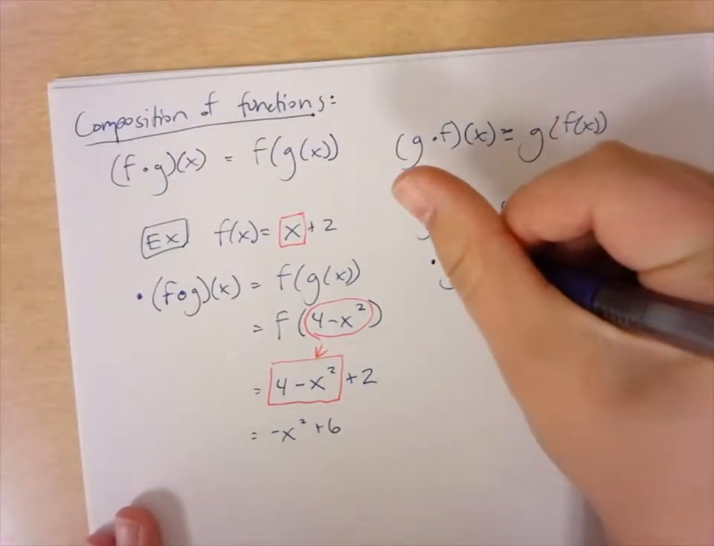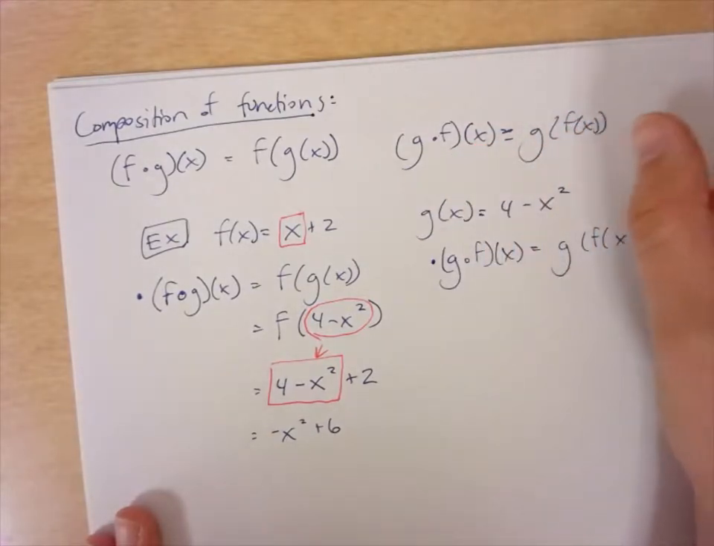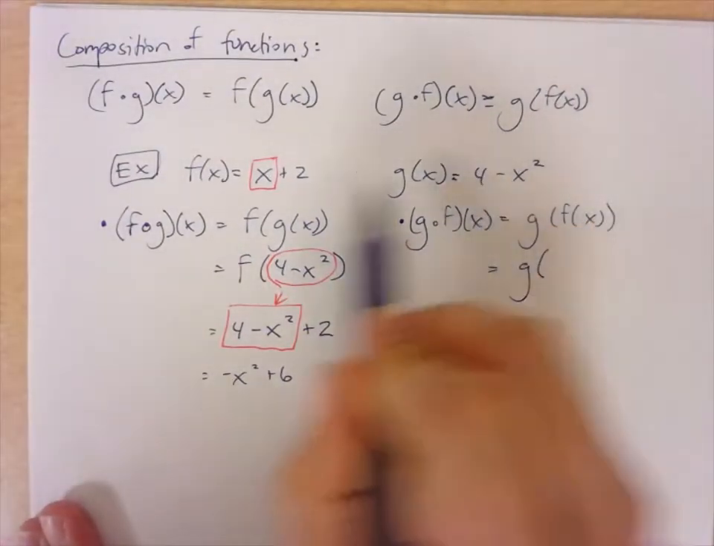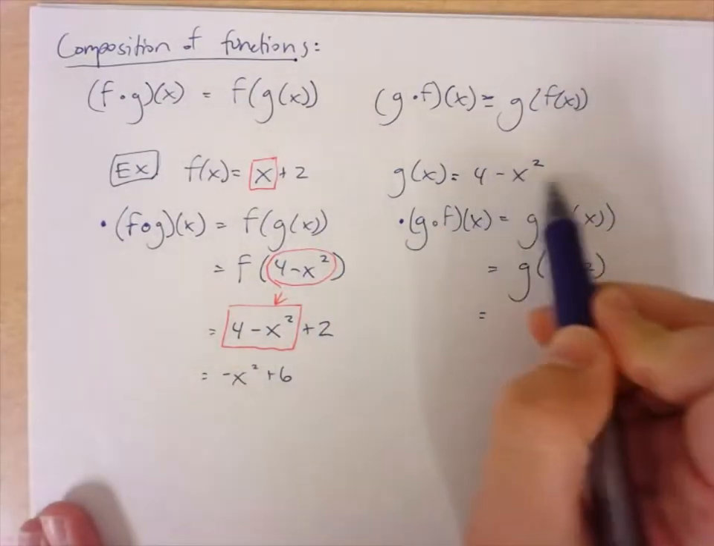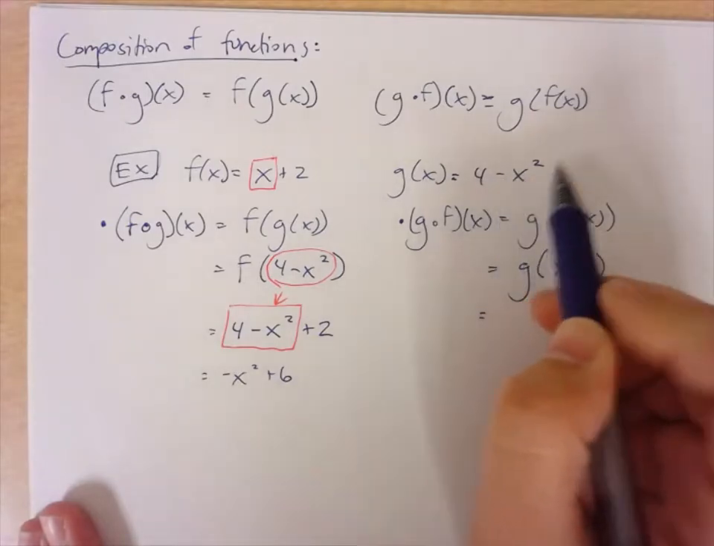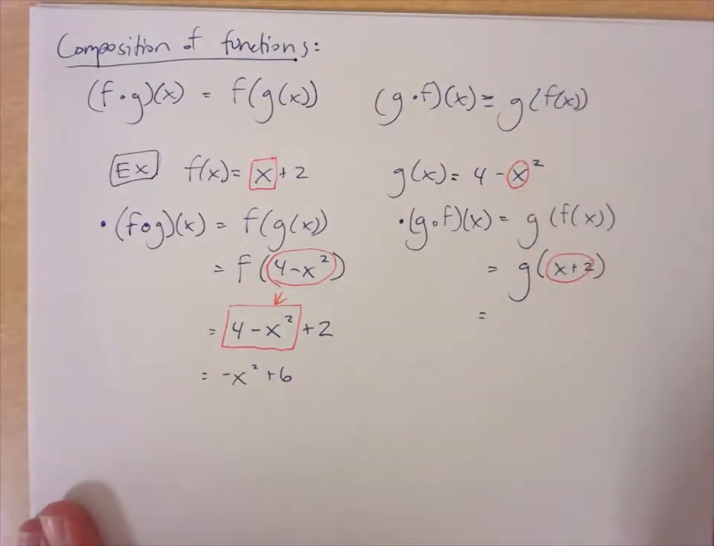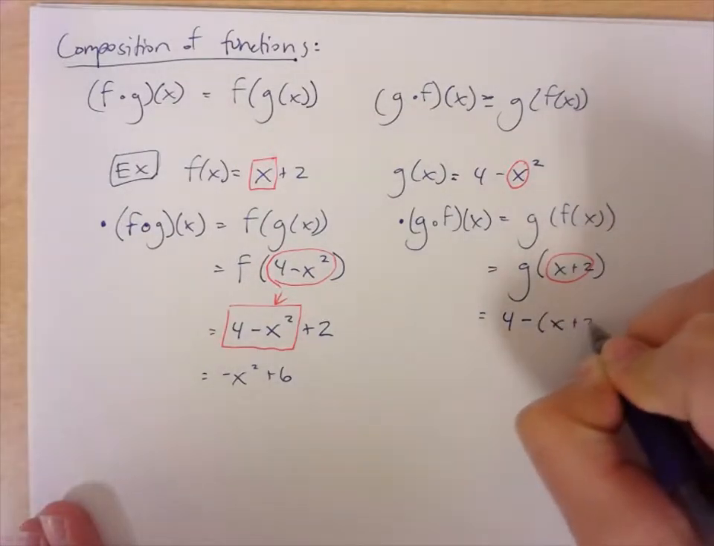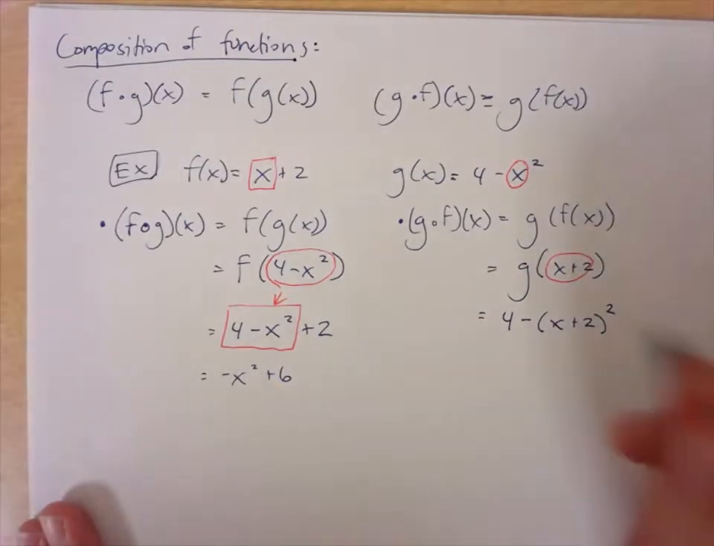If we go the other way, if we do g of f of x, that's the same as saying g of x plus 2, which is the same as saying this exact same function, 4 minus x squared, but instead of that x, we're going to write this. So we're going to say 4 minus x plus 2, and then we have the little squared, so we write squared. Again, that's where the x plus 2 came from, right there. We just filled it in for x.